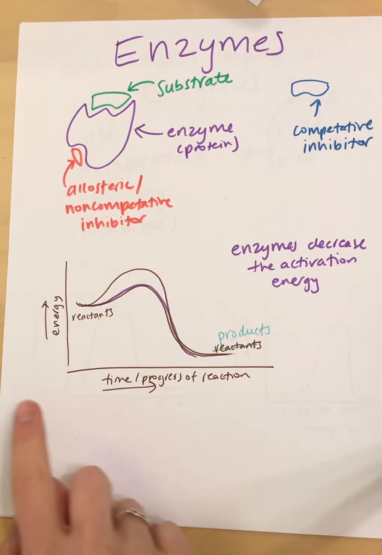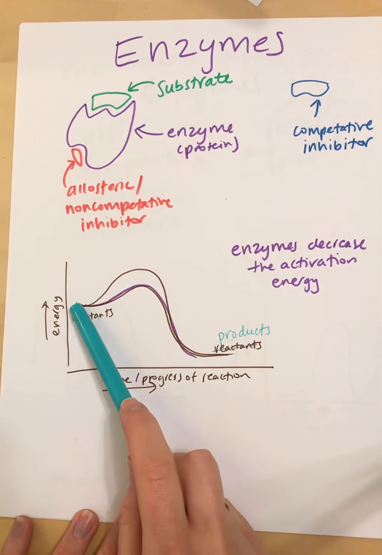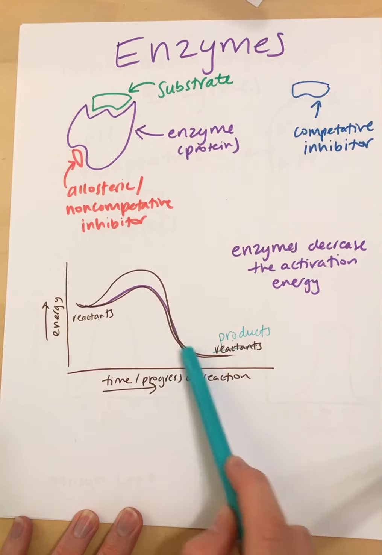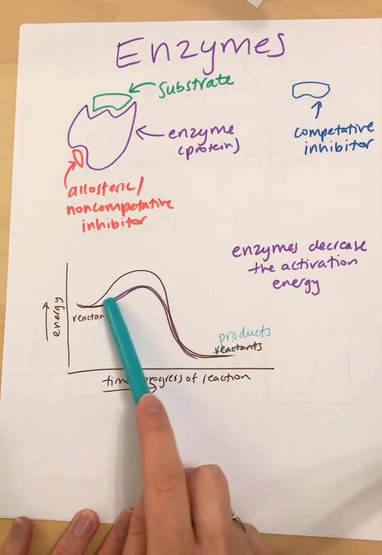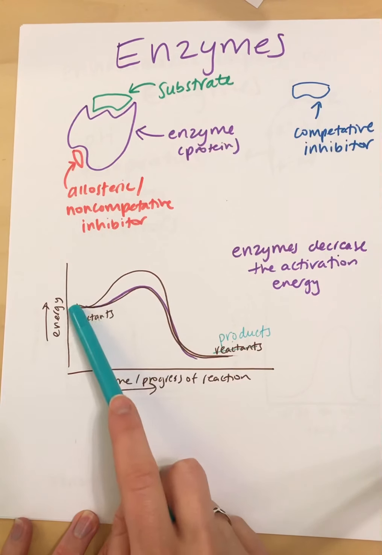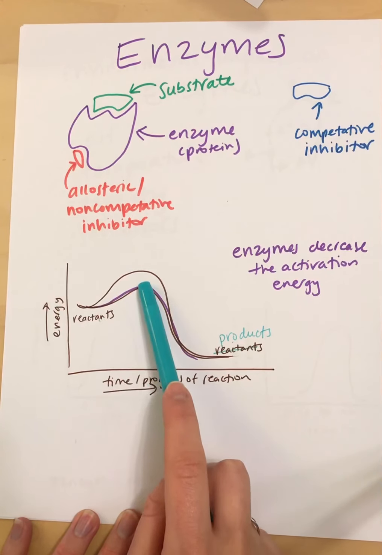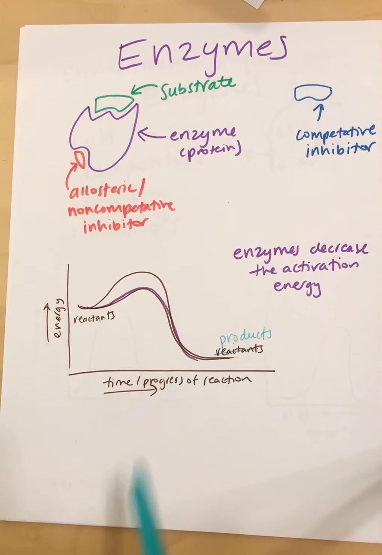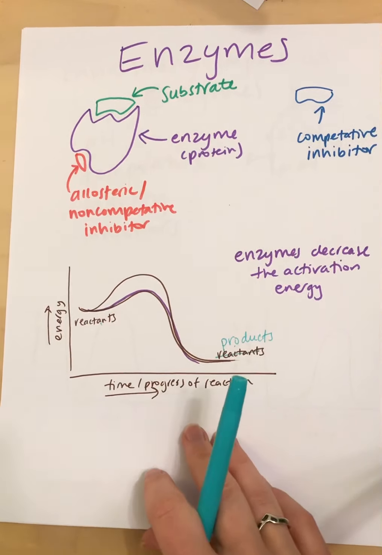And without an enzyme, this reaction would take about this much activation energy to get over so we can get to the products. But with the enzyme, this line here, we need less activation energy to get to the point where we can move to the products. So it just makes it easier for a reaction to happen.